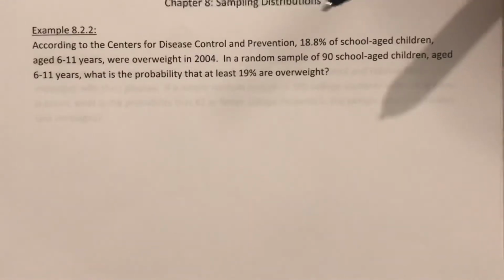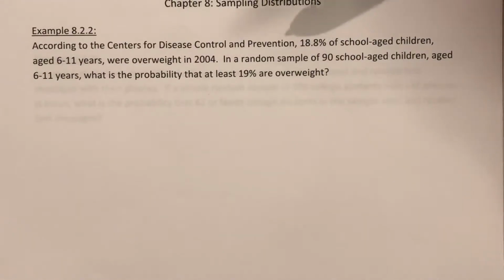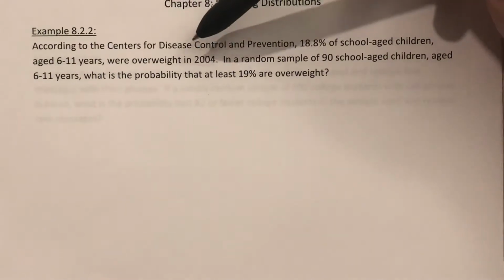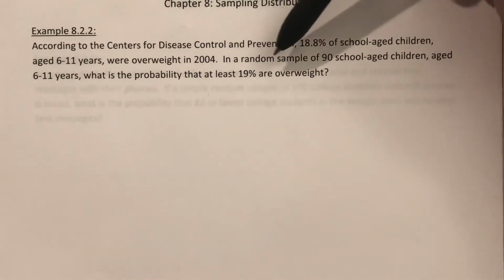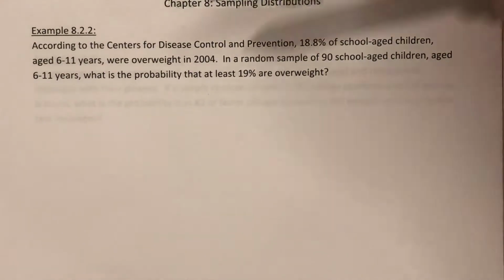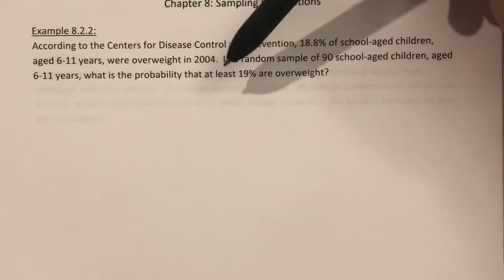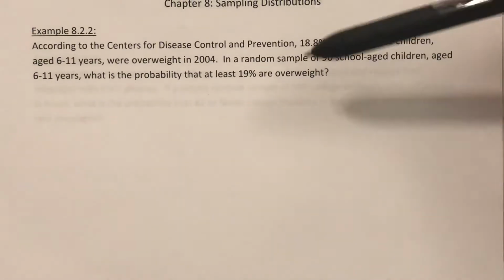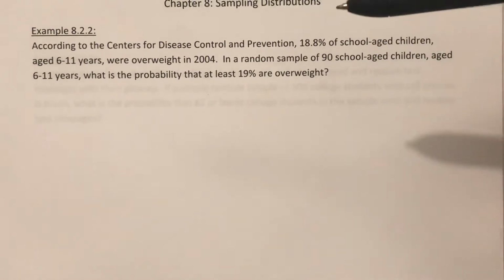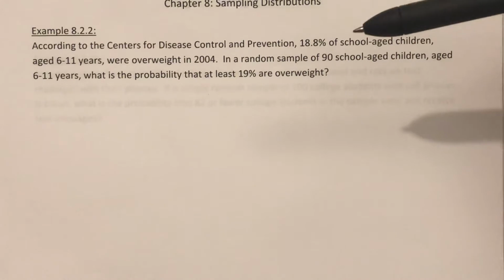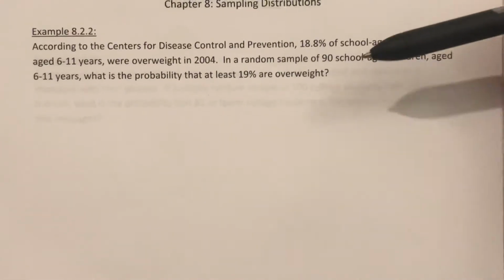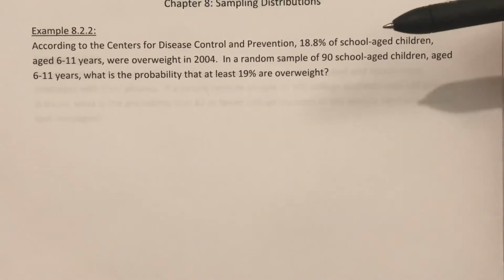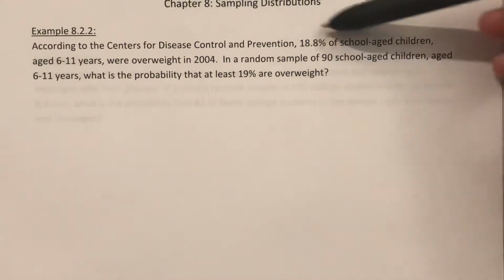So we have, according to the CDC, 18.8% of school-aged children aged 6 to 11 were overweight in 2004. In a random sample of 90 school-aged children aged 6 to 11, what's the probability that at least 19% are overweight? Notice when you read this question, it reads similar to our question in 8.1, but the big difference is there's no straight information about average or mean and standard deviation. Instead, we're given a percentage.